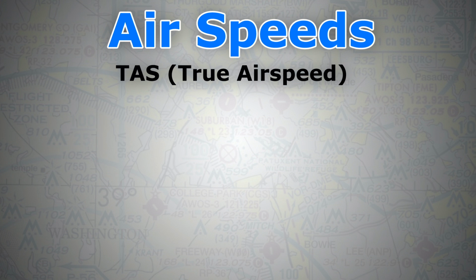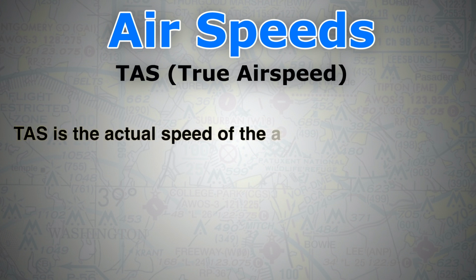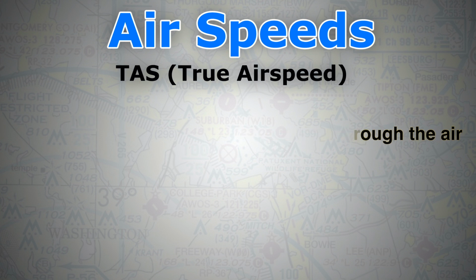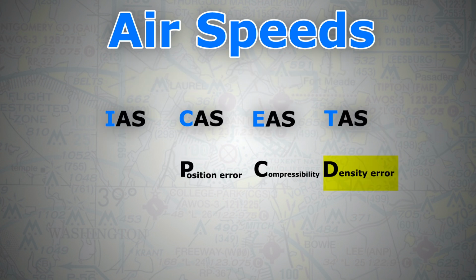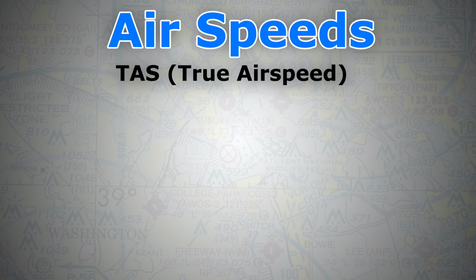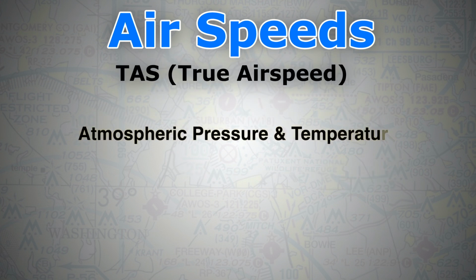Let's have a look at TAS or true airspeed. This is the first actual speed we are going to look at. TAS is the speed of the aircraft through the air. Remember, TAS is the airspeed of the aircraft through the air, not across the ground. We obtain TAS by applying density error corrections to the equivalent airspeed. Density is the effect of both atmospheric pressure and temperature. Both altitude and temperature cause true airspeed to increase.